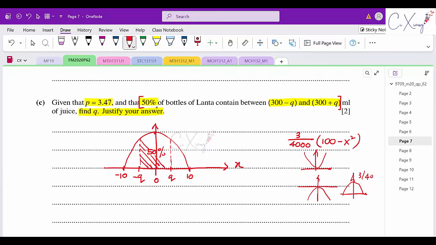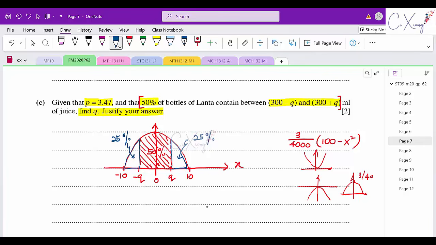Okay, so like what I told you just now, when we are having the diagram here, this diagram should be symmetrical at the line x equals 0. If this is 50% from negative Q to positive Q, what is this particular area? It must be symmetrical. So the remaining are 50% in total, and you divide it into two parts because they are symmetrical. So this particular area is 25%. This is also 25%.